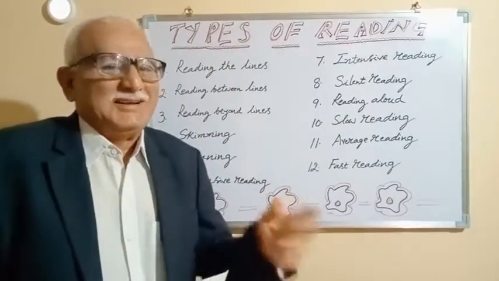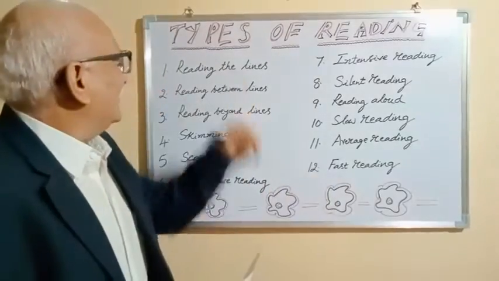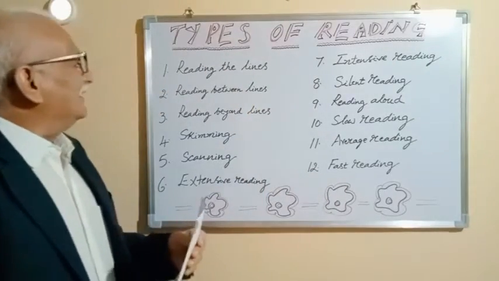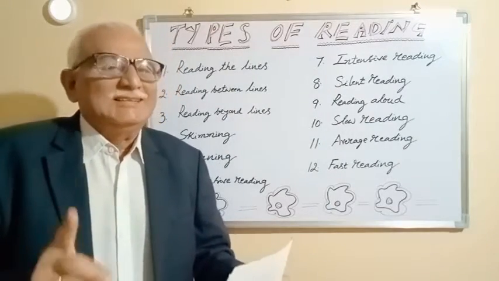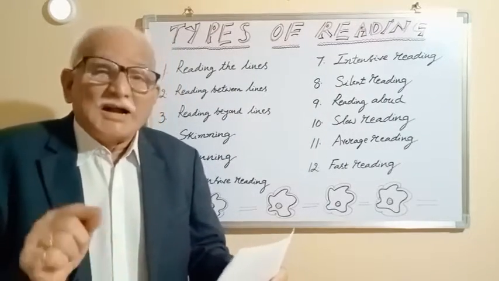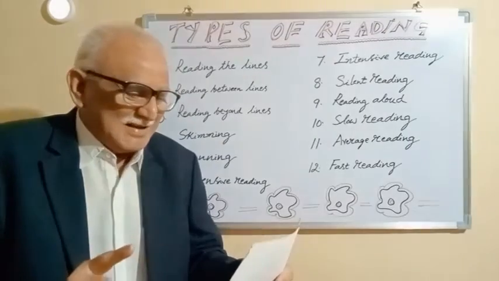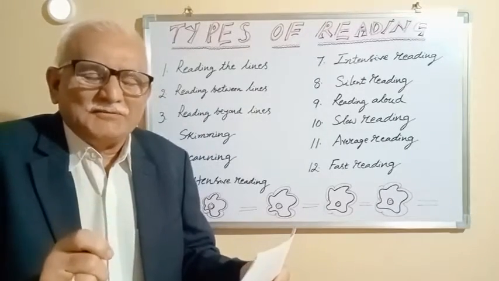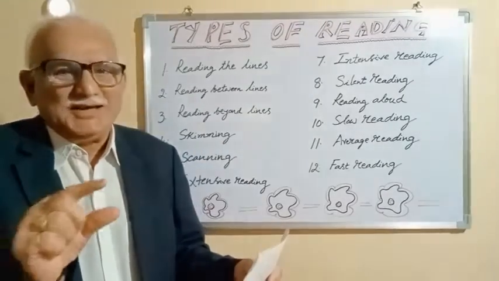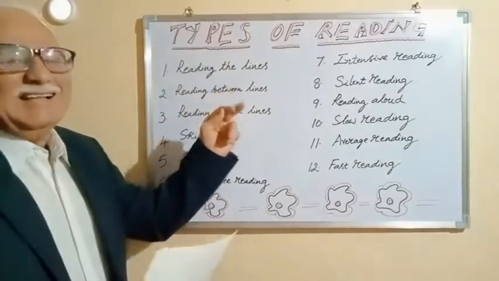Types of reading. Okay, so there are 12 types of reading. Number 1, reading the lines. The example is a notice board in your college where you try to get exact information perfectly. Reading the notice board, we call it reading the lines.